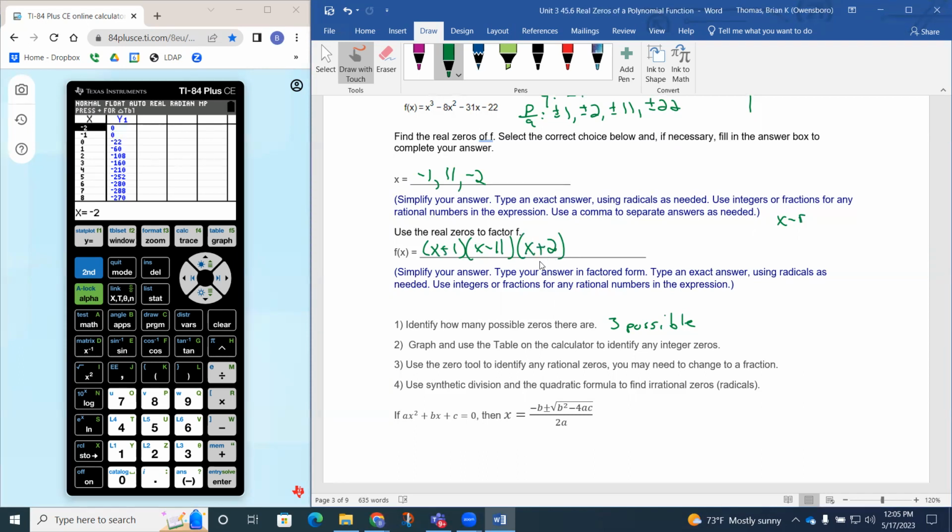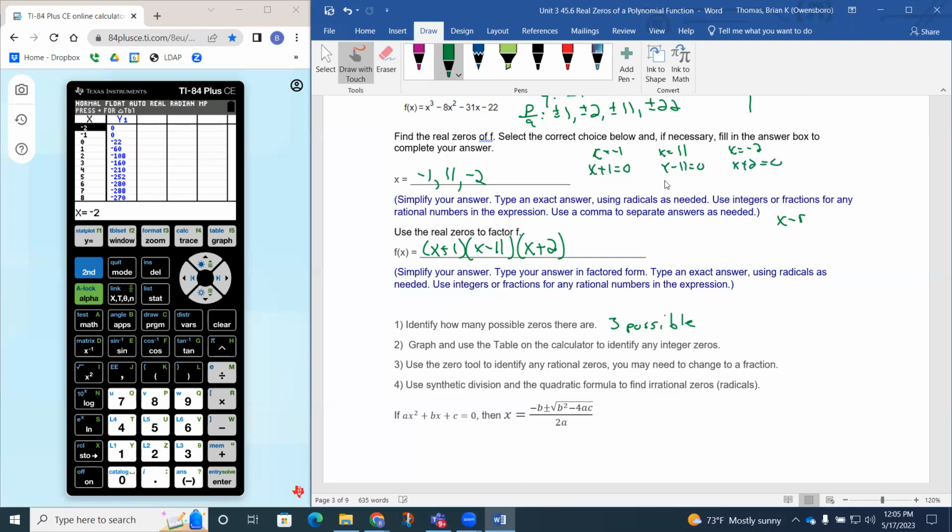So that would be the factored form. And we do not have to expand that out. It says type your answer in factored form. So all we have to do is change these zeros back into factors. Remember, we would have x equals negative 1, x equals 11, and x equals negative 2. If we take one step the other way, we would have x plus 1 equals 0, x minus 11 equals 0, x plus 2 equals 0.